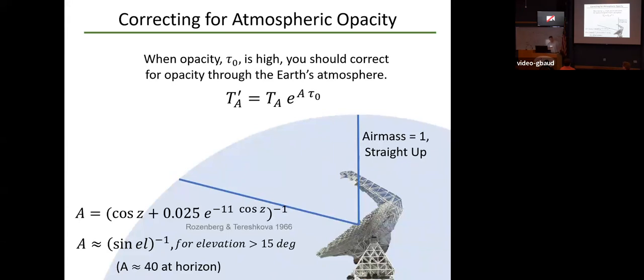Okay. This is common to every telescope, I mean. Yeah. Not only GBT. Correct. Yep. How is the zenith capacity? Yes, tau naught is the zenith opacity. Yep.